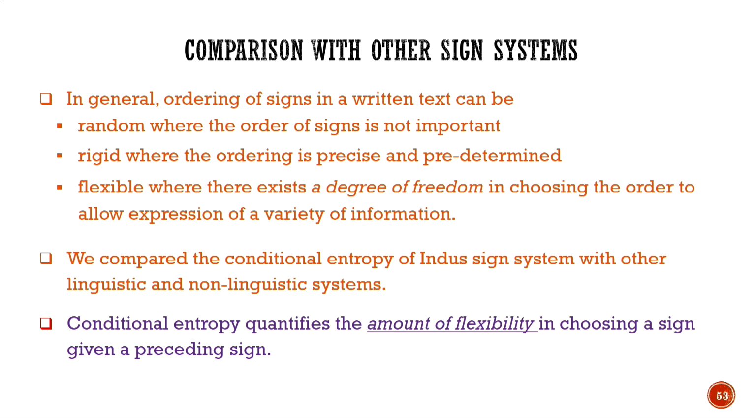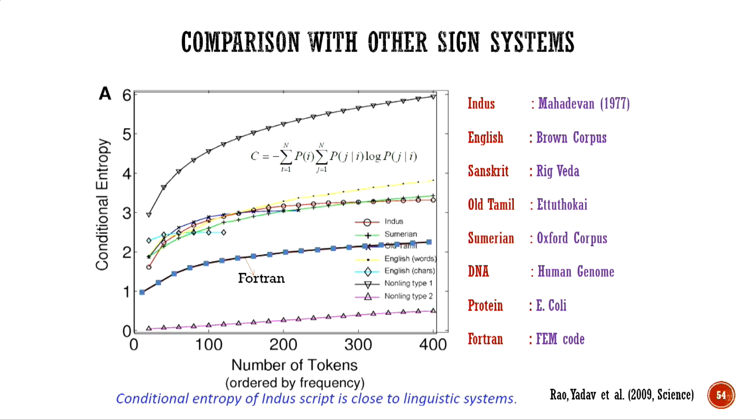Now, conditional entropy actually quantifies the amount of flexibility in choosing a sign given a preceding sign. So, this is the plot of the result of a study. The various data sets which were used in the study are shown over here. For Indus, we had the Mahadevan corpus. For English, we used the Brown corpus. We also had data for Sanskrit, the Rigvedic text, Old Tamil, Ethiopic text, Sumerian, the Oxford corpus, DNA, for which we used the human genome, protein, E. coli, and Fortran. We had a Fortran code.